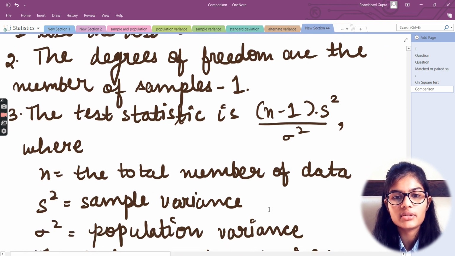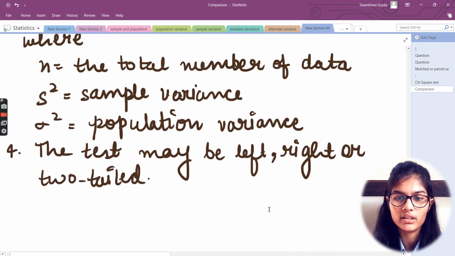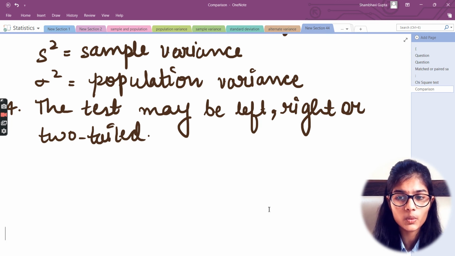For the test of single variance, the test statistic is n minus 1 times s squared divided by sigma squared, and in that case the test might be right, left, or two tailed. I hope these formulas regarding all four topics we have studied under the chi-square distribution are very clear to you.